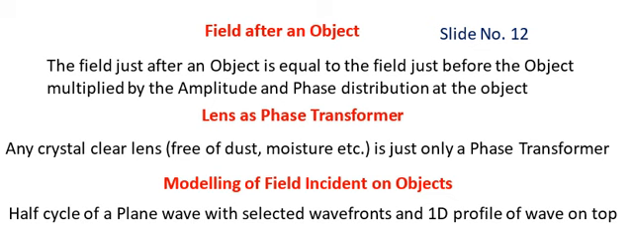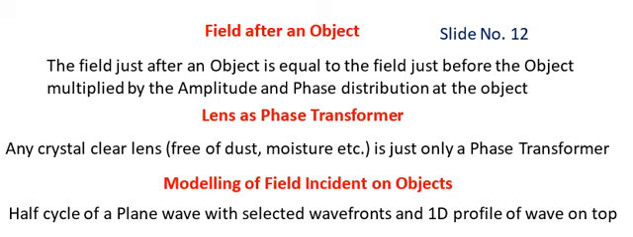Now the lens as a phase transformer. If our lens is free of dust particles, moisture, or any manufacturing defect, then we shall say that our crystal clear lens is only a phase transformer. That is, the amplitude of the incident beam through the lens will remain unaffected and only the phase distribution of the incident wave will be changed. And later on we shall see how the phase information is changed there.